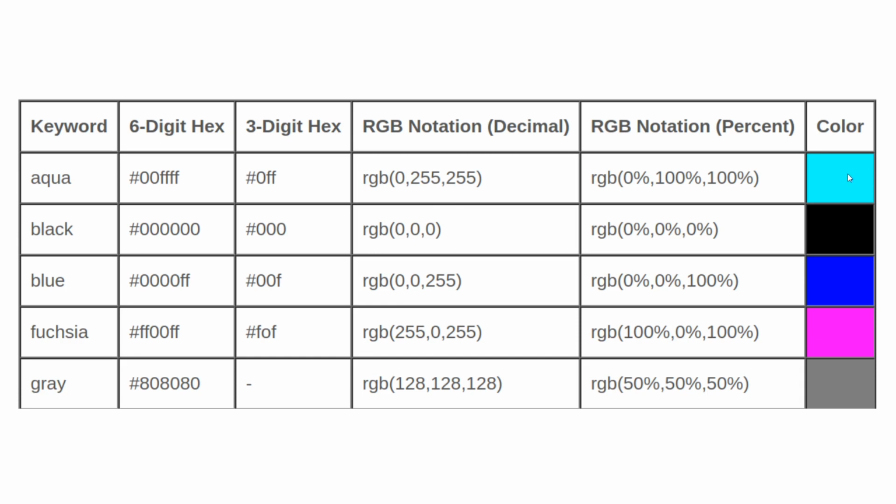And this color is basically a combination of R, G, and B. These are the primary colors, and we're mixing these primary colors in this proportion. That's what we're specifying in the parenthesis.